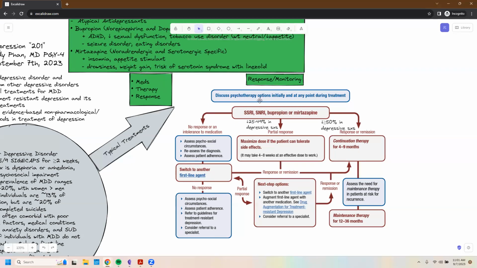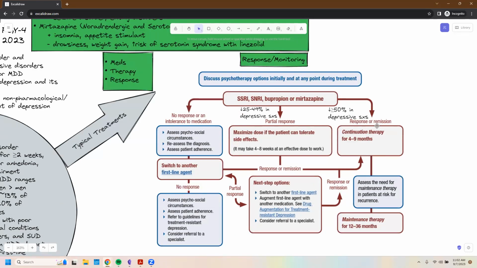is there no response, partial response, or remission or response, with the response being defined as greater than 50% improvement in depressive symptoms, and that's usually dictated by your PHQ-9. Or if you want to get really fancy, you can use the Hamilton depression scale too. But typically, I think it's easier for the MAs and such to just give them the PHQ-9, and you can track it along with each visit as well.